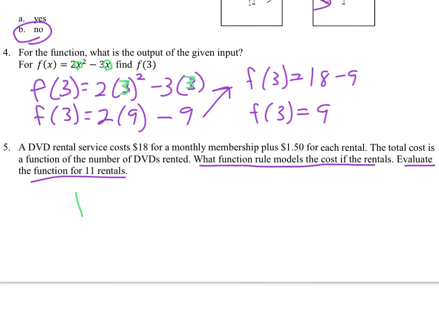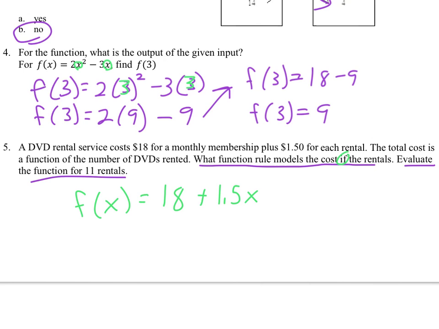I'm just going to use f for my function. I'm just going to use x as my input. So the way the model works is it's $18 for a flat monthly fee plus $1.50 for each rental. So this would be the first part. What function rule models the cost of the rentals? And then evaluate it for 11 rentals.